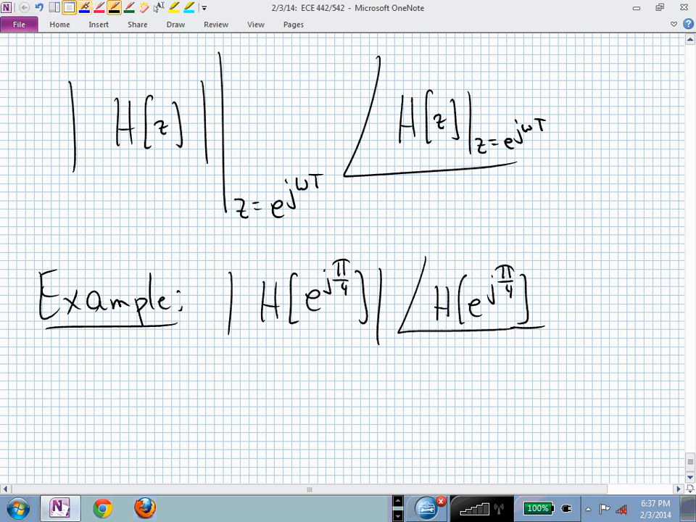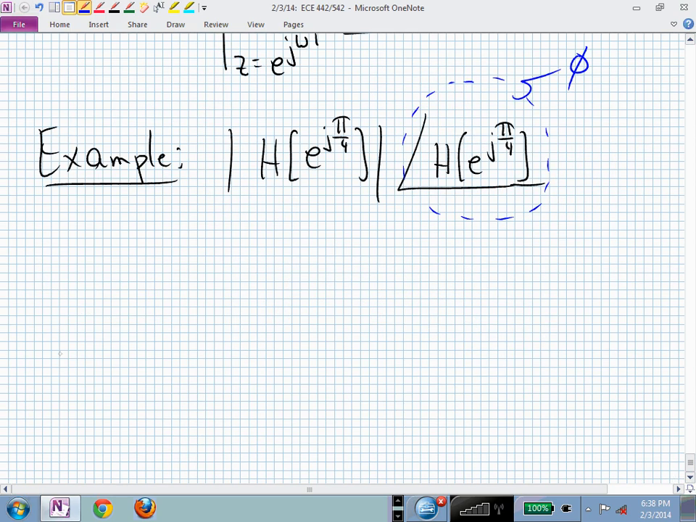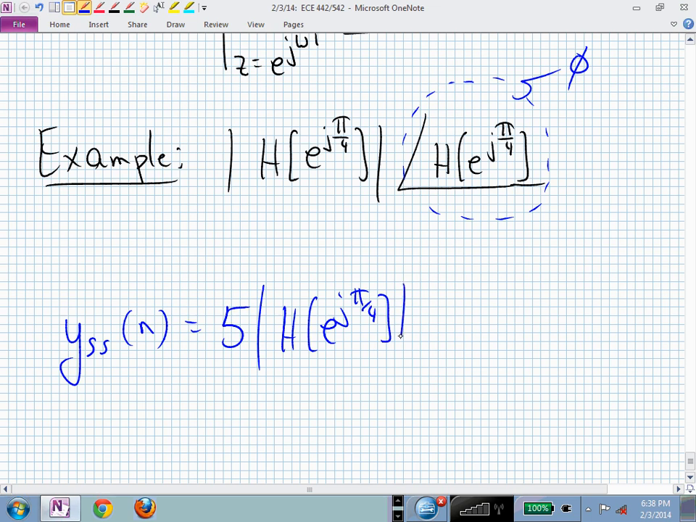And if I call this angle, let's say, phi, then my sinusoidal steady state output, y sub sinusoidal steady state of n, is going to be the original input's amplitude, which was 5, scaled by the magnitude of my transfer function at that particular frequency, and that's just going to be a number.